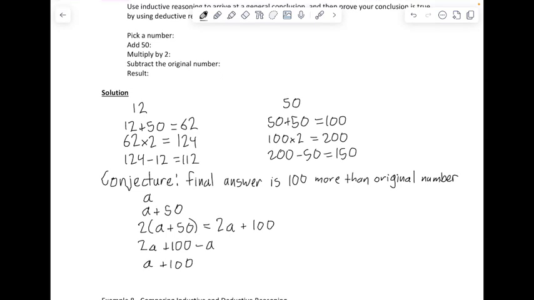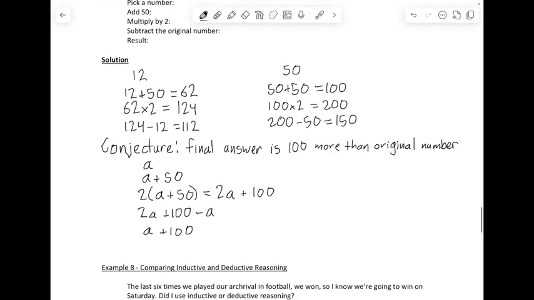The final answer is always 100 more than the original number, because if I start with some arbitrary number, which we call A, and go through the exact same process, the result is A plus 100, right? Keep in mind that A can be replaced with any old number, positive, negative, decimal, fraction, and the result would always be the same. The final result would always be 100 more than the original number. So our conjecture is right.